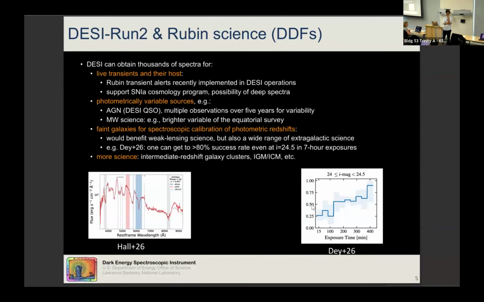My question is, 4MOST and WST will start at around the same time as DESI-II. What is their strategy and how does it align with DESI-II? I'm not sure of the timeline. 4MOST starts around the same time as DESI-II, and WST starts around 2033.